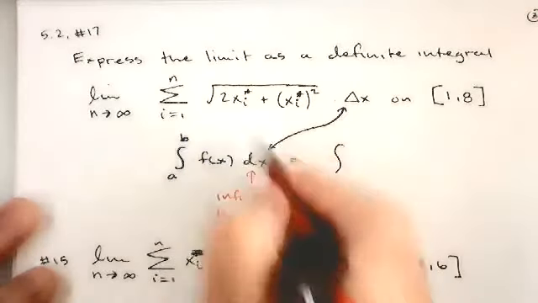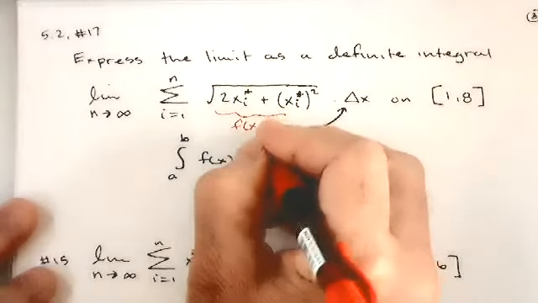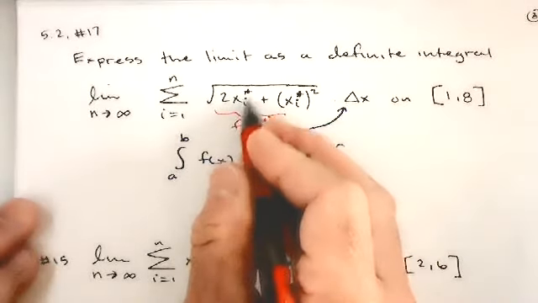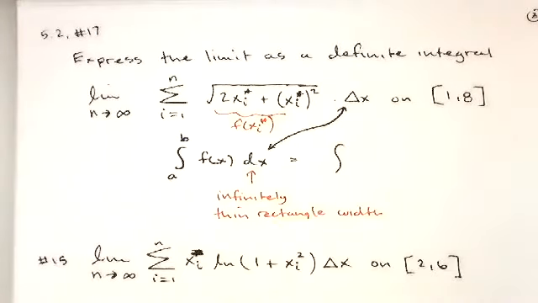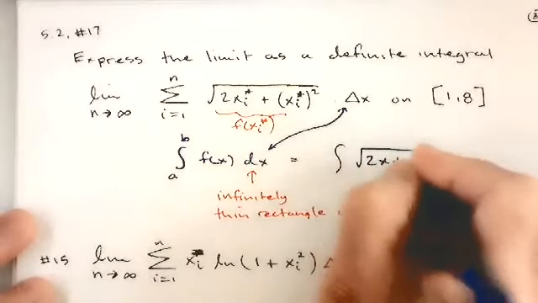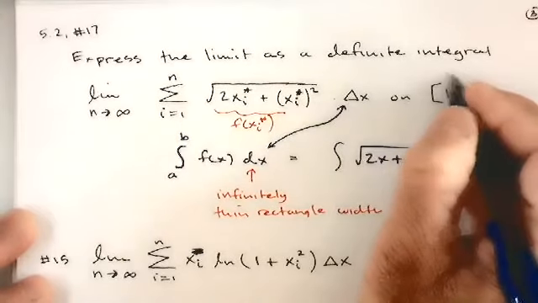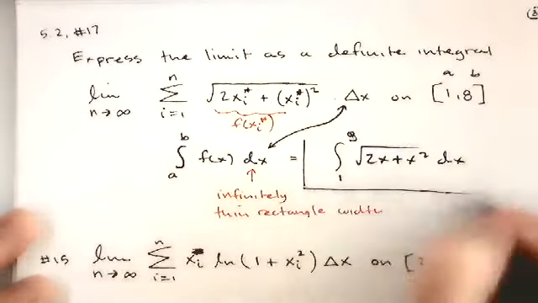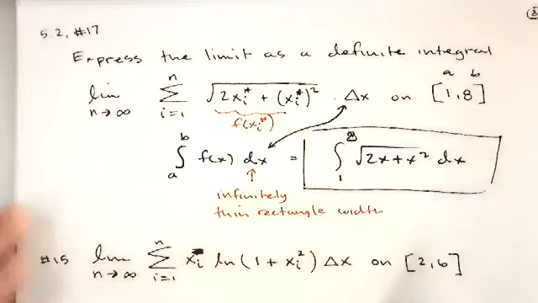And so that must mean this part right here must be your f of x sub i star. So just think about what's been done to x sub i star. Well, it was 2 times x sub i star plus x sub i star squared, the square root of that. So not surprisingly, this integral is just the square root of 2x plus x squared, just like this, dx. And if they give you an interval width, this is your a, that's your b. It's just that integral from 1 to 8. That's it. They don't want you to evaluate it. They just want you to know that this limit represents that definite integral.